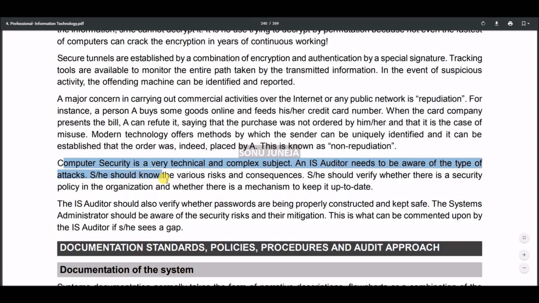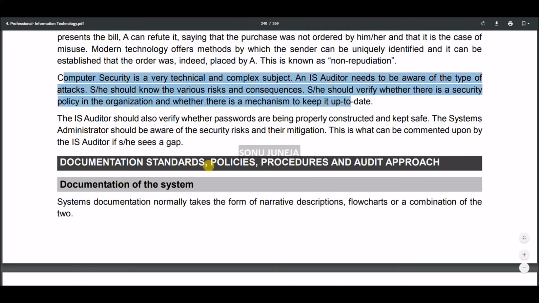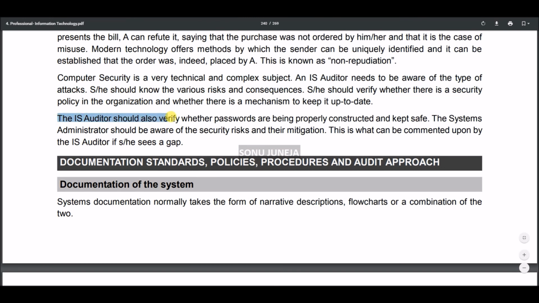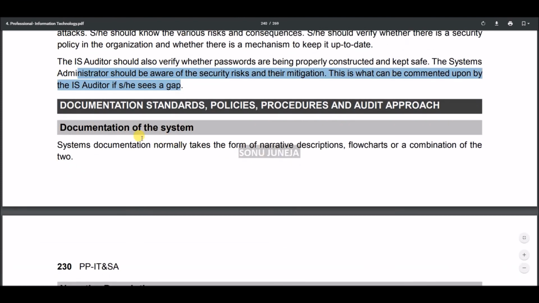If she could understand the various risks and consequences, she would also verify whether there was a security policy in the organization and whether there is a mechanism to keep it up to date. The IS auditor should also verify whether the password is properly constructed and kept safe. The system administrator should be aware of the security risks and their mitigation. This is what can be commented upon by the IS auditor if he or she finds a gap.